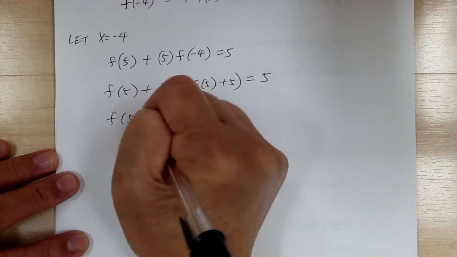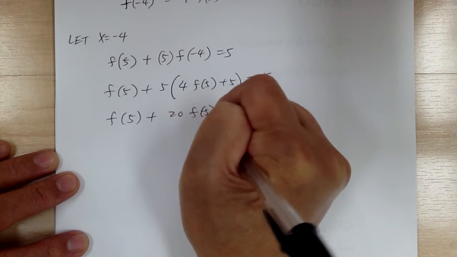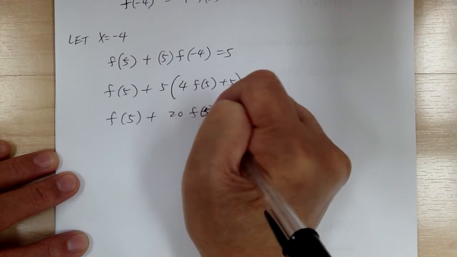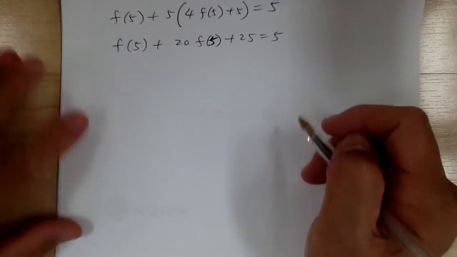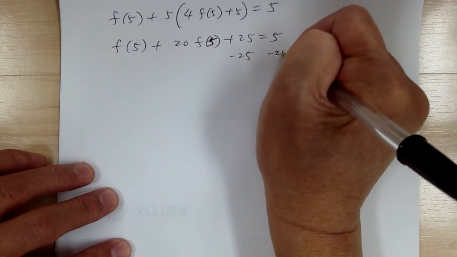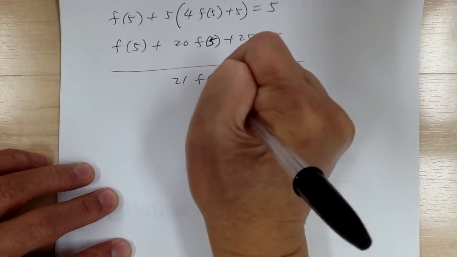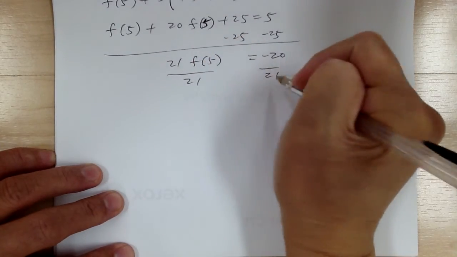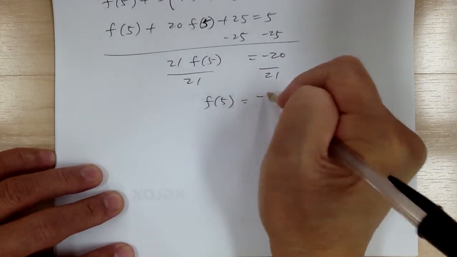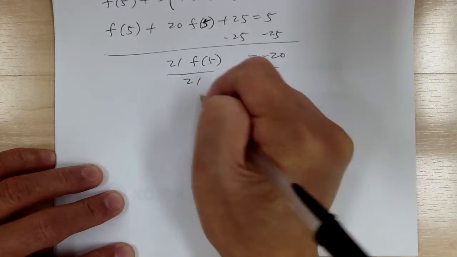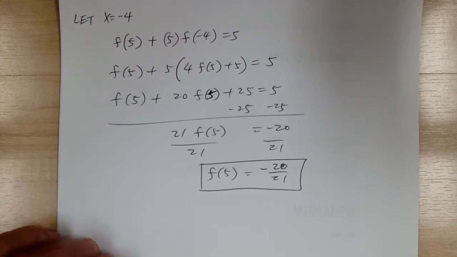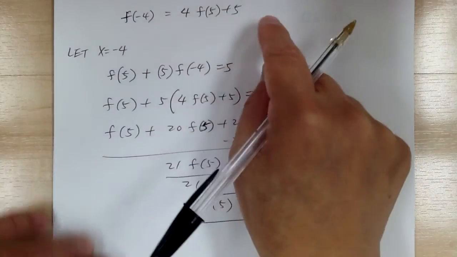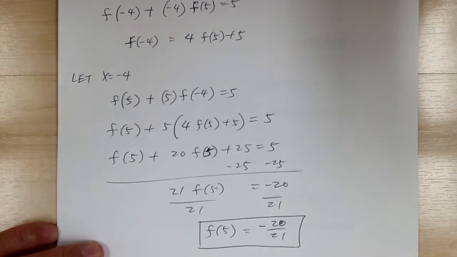Okay, so now it's just a matter of algebra. So we can just distribute out. So you got minus 25 on both sides. So you got 21 f of 5 equal to negative 20. So divide by 21, divide by 21. So f of 5 equal to negative 20 over 21. Okay. So again, if you're not sure what to do, just substitute a bunch of values to find out the parts, and then you can solve algebraically.